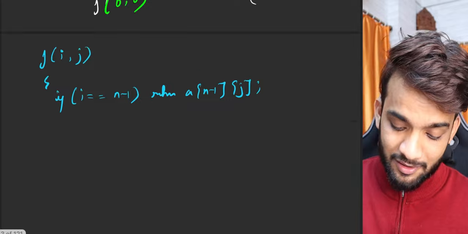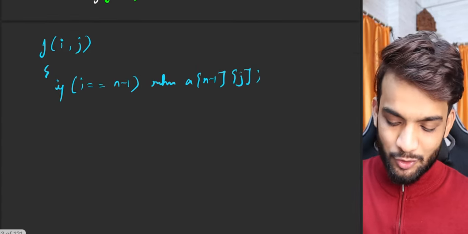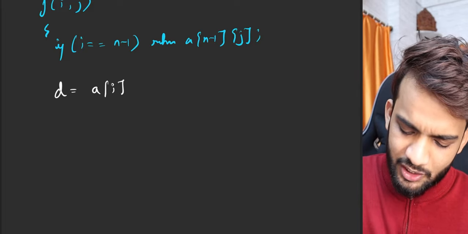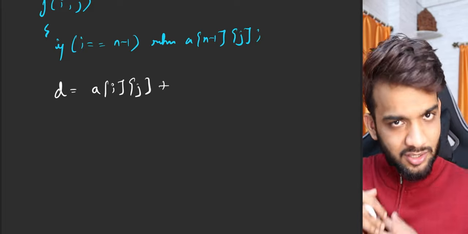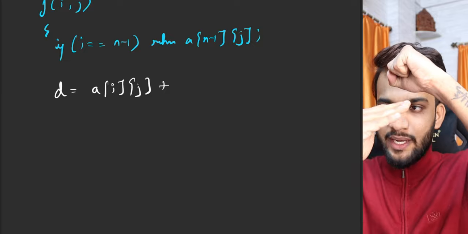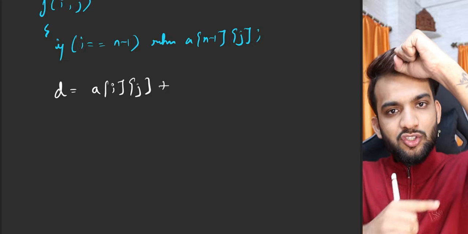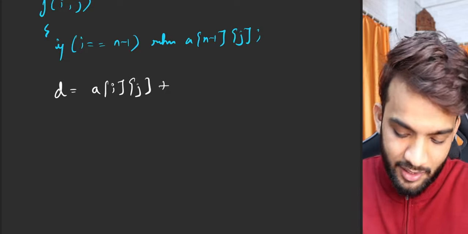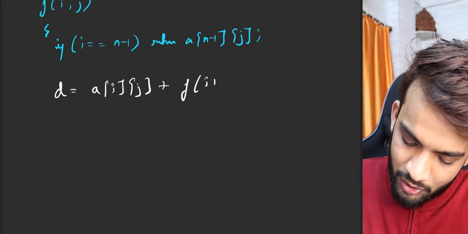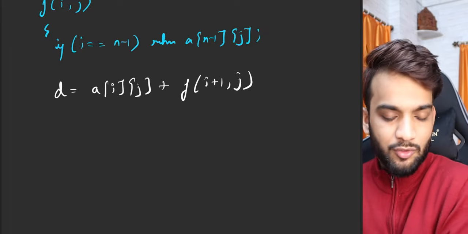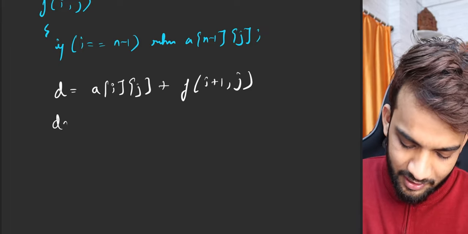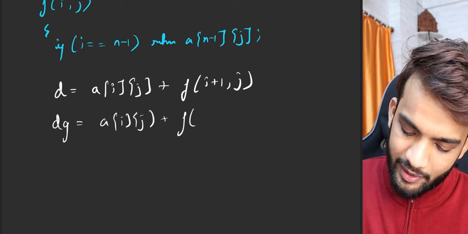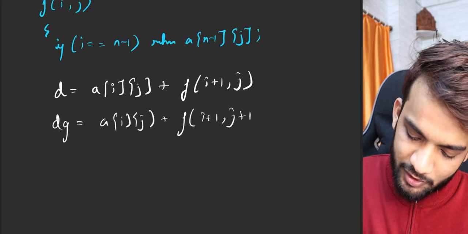What's the next step? The next step is very simple. Explore all the paths. So what paths do you have? You have one down path, where you took the current and you said go down and figure out the answer for the rest of the matrix. Or you're saying go diagonal and figure out the answer for the rest of the matrix from that step. So that's what you've done.